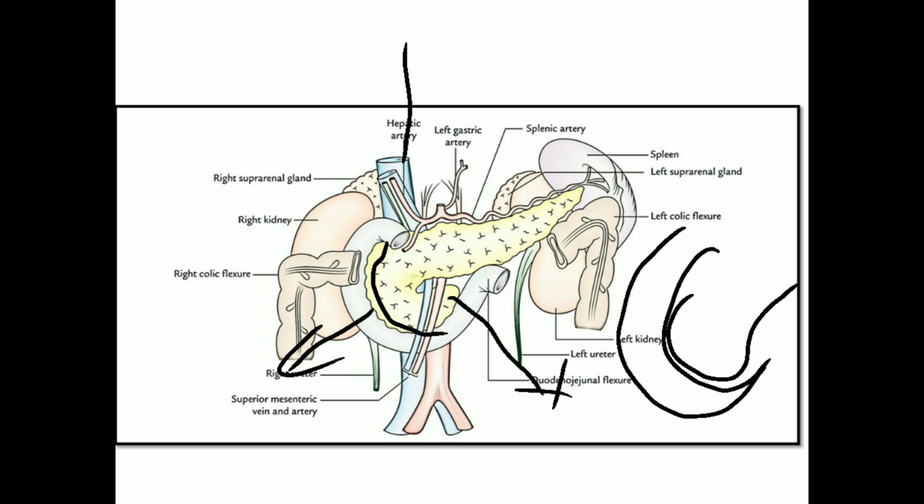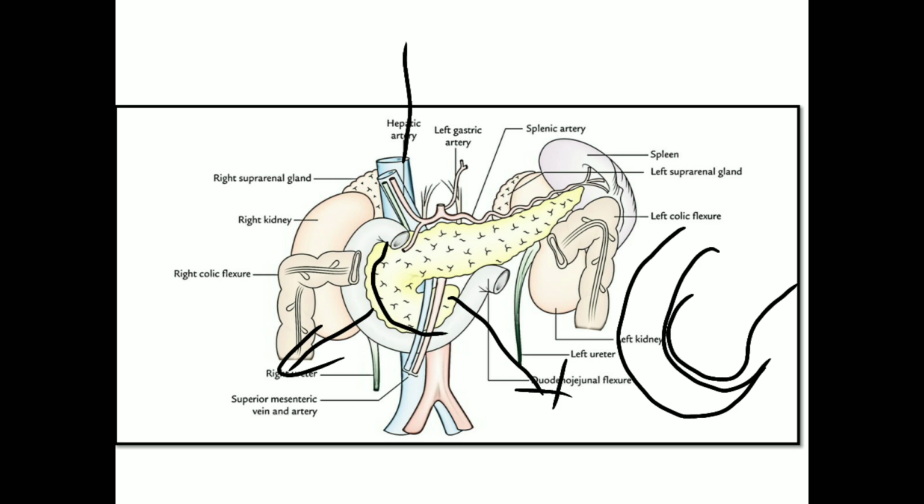The constricted part, this one that you are seeing, is called the neck. The neck is a constricted part between head and body. Posteriorly, the neck is related to portal vein. You will learn that later, okay. One more vein is a portal vein. Posteriorly, the neck is related to a vein. That vein is called a portal vein.